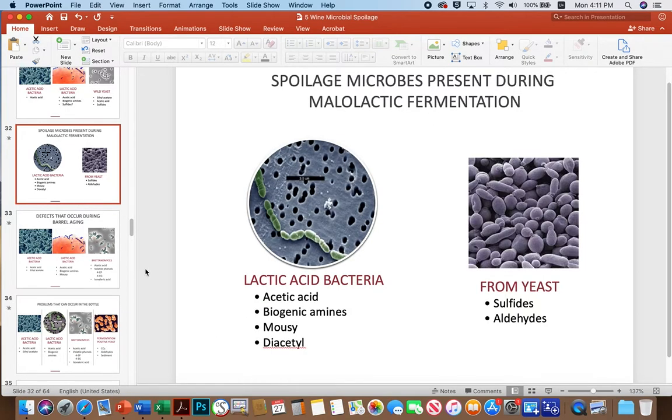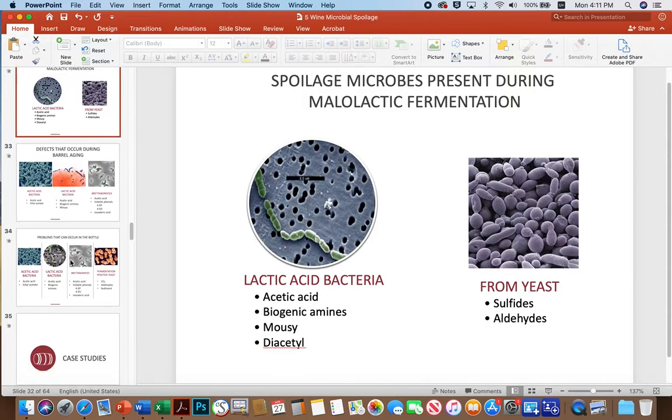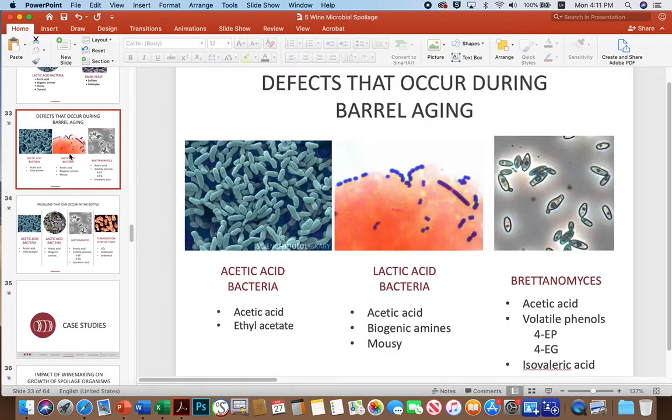And here are some issues that might arise from malolactic. The lactic acid bacteria, including Oenococcus, can do some of these things if it's not a well-characterized strain, like producing VA, biogenic amines, the THPs, the mousy off flavors, and diacetyl as well, which is a buttery sort of flavor, which can be desirable, but if the microbes are producing it in excess, you end up with a butter bomb if that's not what you were going for. And then obviously some additional yeasts can produce sulfides and aldehydes, which I've talked about, like acetaldehyde, the tart apple, and all that stuff.